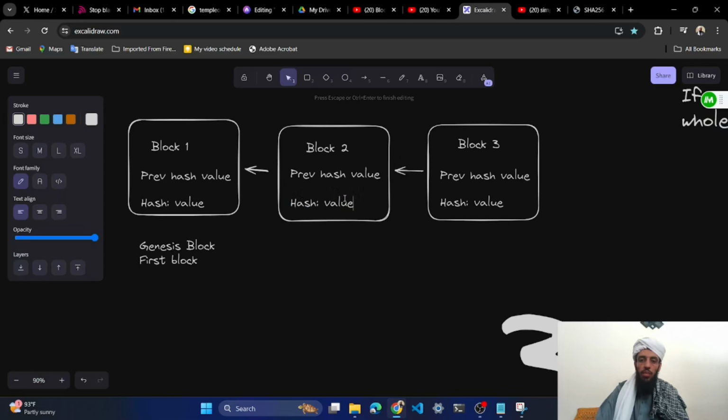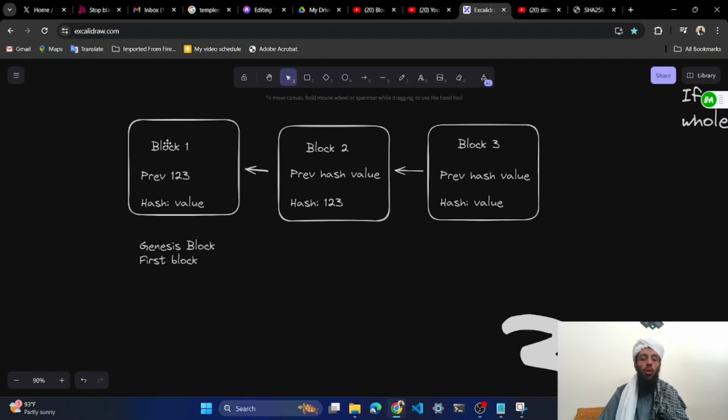Let's write it like 1 2 3. If this is the hash value of block 2, then the same hash value will be stored here as a previous hash value, like 1 2 3. So now block 1 will know that the previous hash value of block 2 is present in my block. So block 1 will understand that this is the hash value of block 2, and with this previous hash value, I can understand that this is block 2.